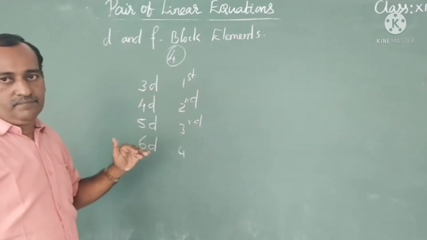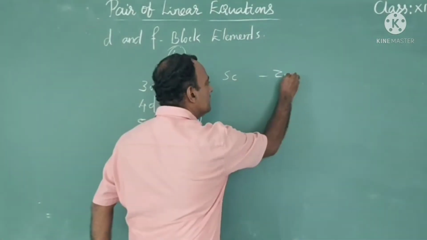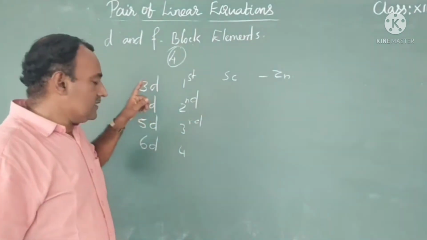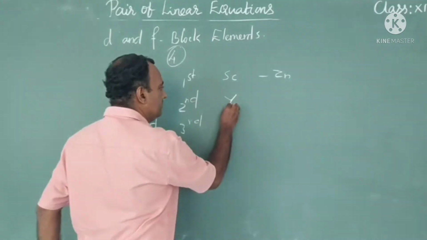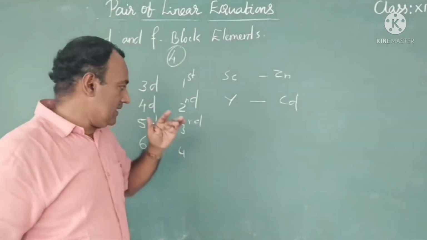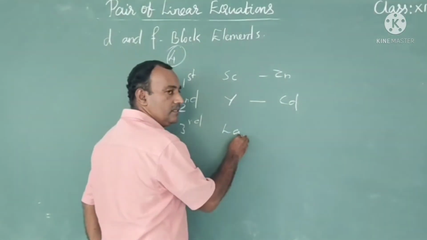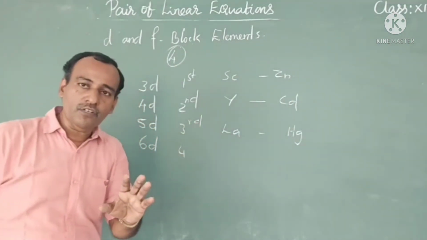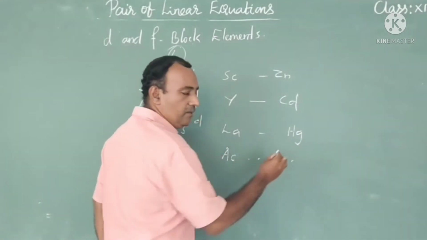This 3d series starts with scandium and ends with zinc. There are totally 10 elements present. The second row transition series starts with yttrium and ends with cadmium. The third row transition series starts with lanthanum and ends with mercury. And the fourth row transition series starts with actinium and it is incomplete.